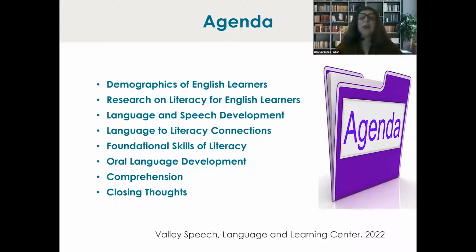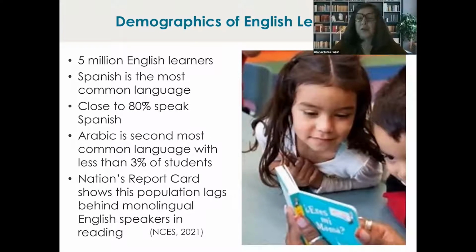So let's go through. We know the demographics of English learners. We have more than 5 million English learners attending public schools in the United States. Did you know that Spanish is the most common language of these speakers? We're getting close to 80% of our English learners speaking Spanish. Arabic is the second most common language, with less than 3% of the students speaking Arabic. Our nation's report card, you've probably heard of that, the NAEP, shows that this population lags behind, right, in reading, behind their monolingual English-speaking peers.